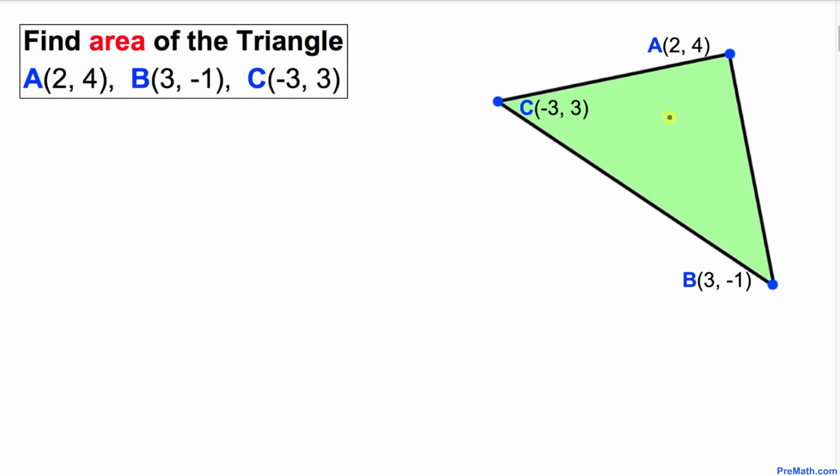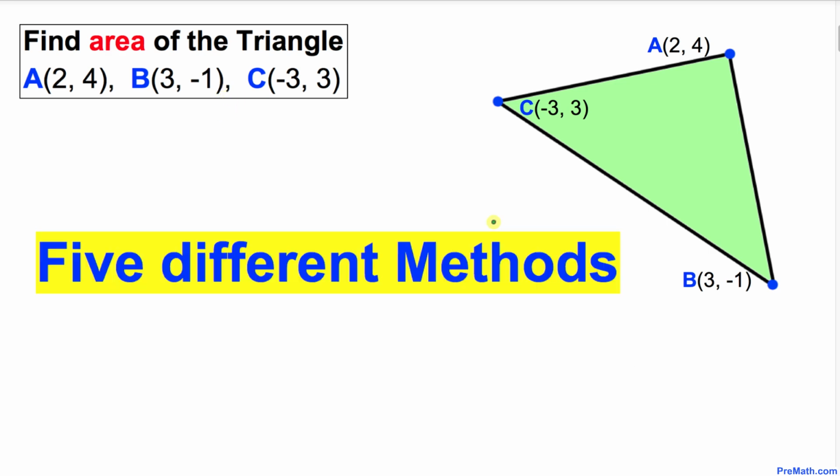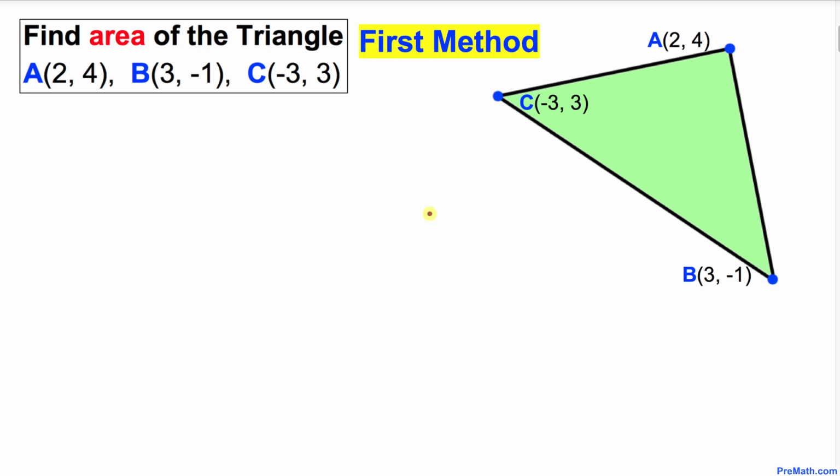As you can see over here, our vertex A is (2, 4), vertex B is (3, -1), and vertex C is (-3, 3). And now we are going to find the area of this triangle. In this video, I am going to share with you 5 different methods to find the area of this triangle. So let's go ahead and get started with the solution.